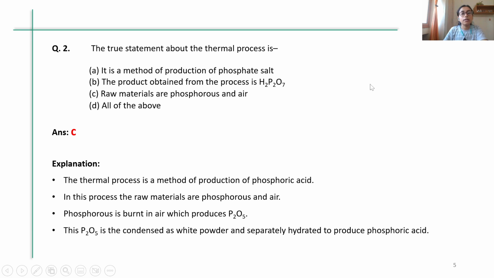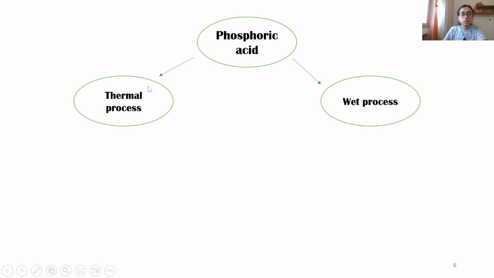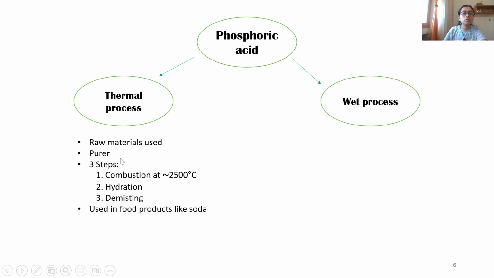So there are basically two methods to produce phosphoric acid. One is the thermal process, another is the wet process. In the thermal process, we use raw materials like elemental phosphorus and oxygen. Then three steps are involved. First is combustion of phosphorus with oxygen at high temperature, like 2500 degrees centigrade, followed by hydration and demisting.